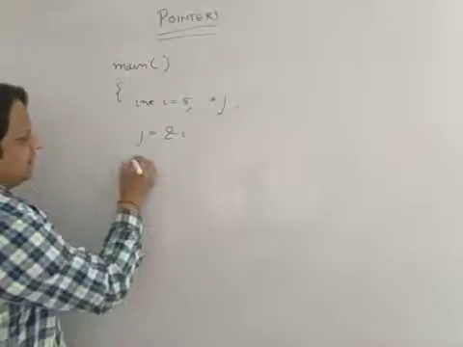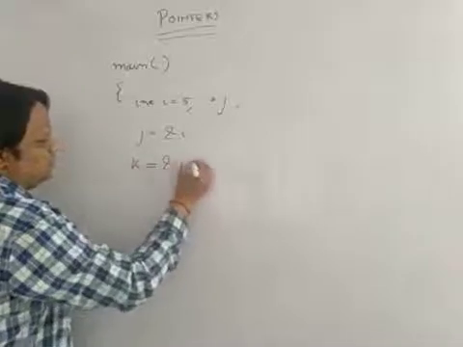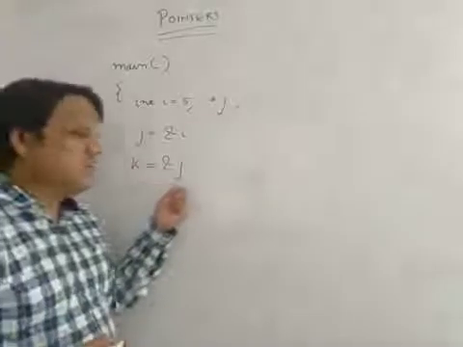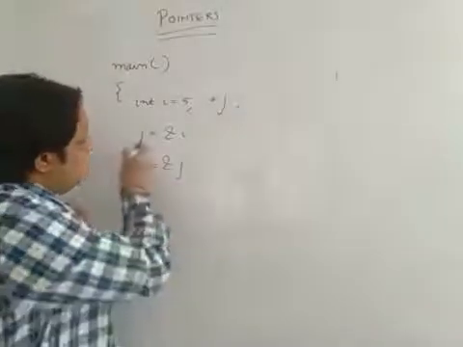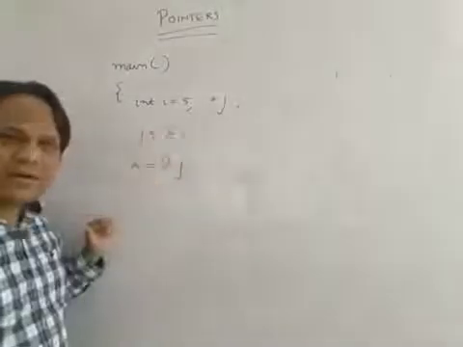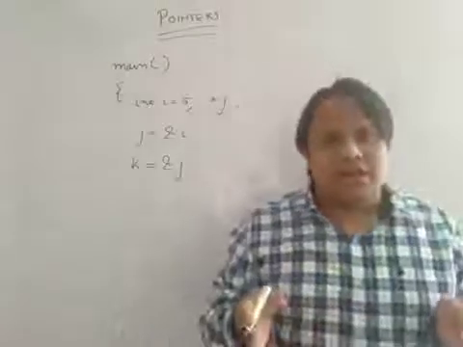Now let's suppose I write one more variable k, and I write k = &j. It means j is a pointer. So just like I told you that only a pointer can store the address of a variable, right? In the same way, a pointer cannot hold the address of a pointer.